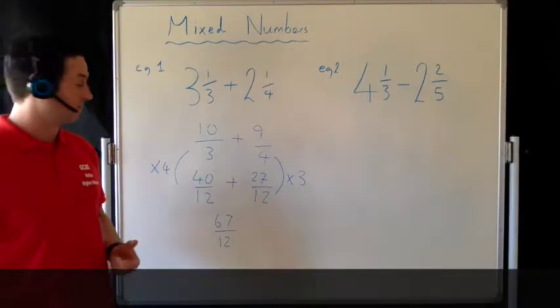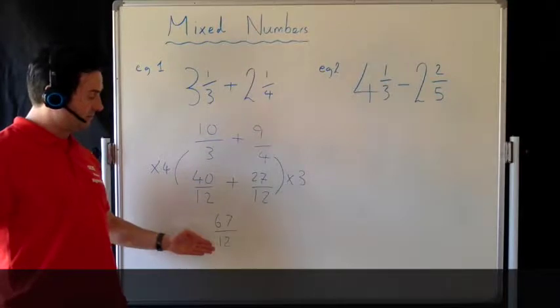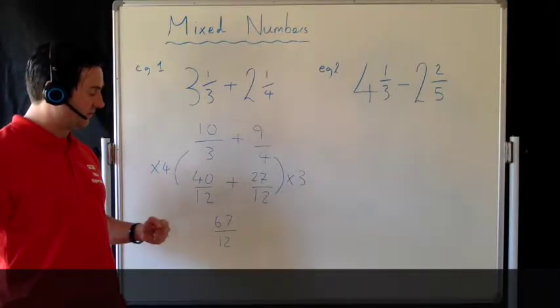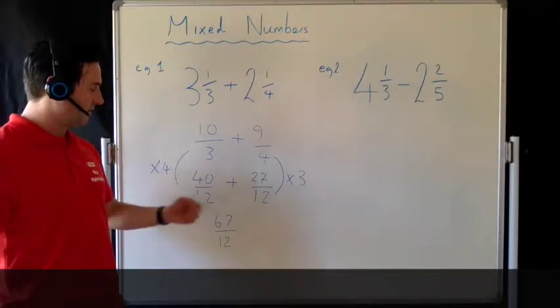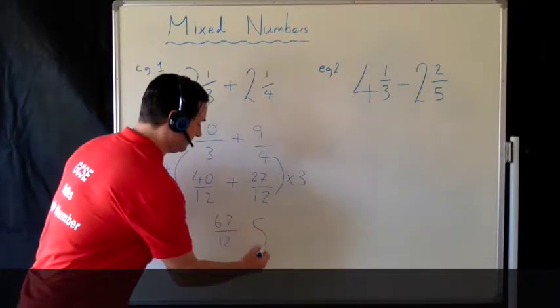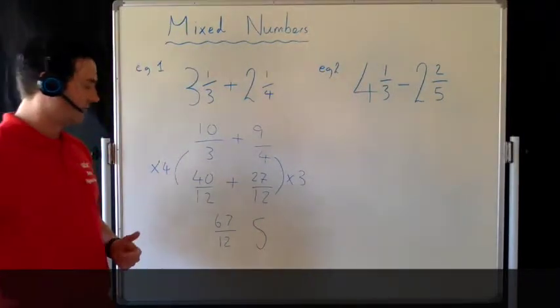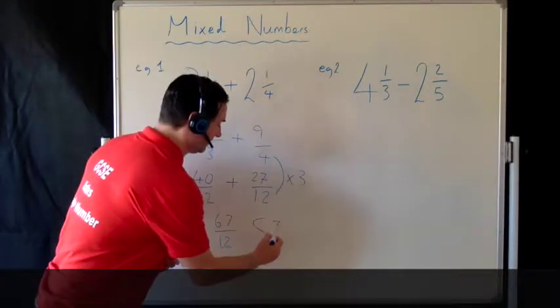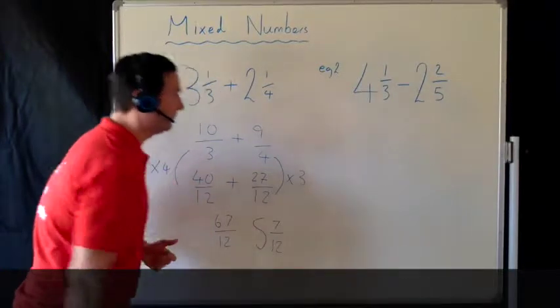To turn it back into a mixed number, I need to see how many times 12 goes into 67. 12 into 67 goes 5 times, and there's 7 left over. So I'll write 7 over 12.